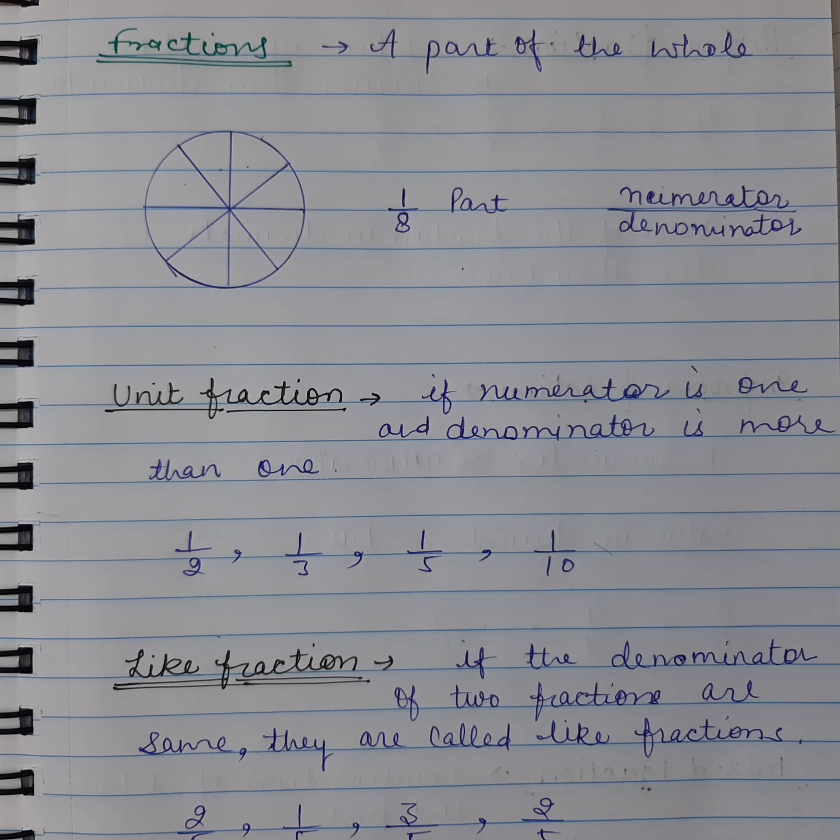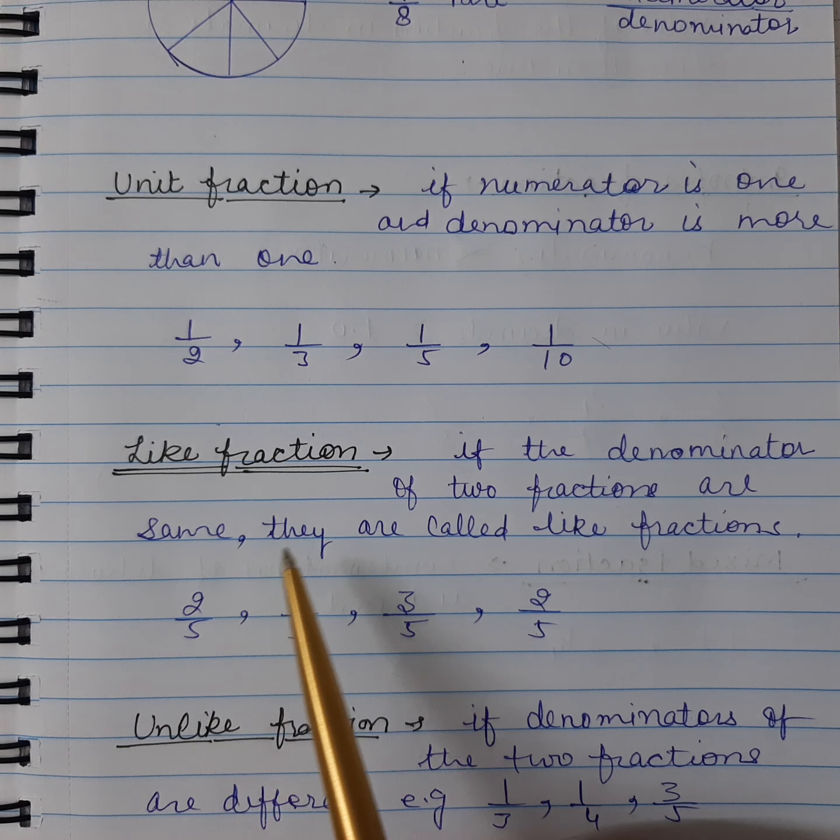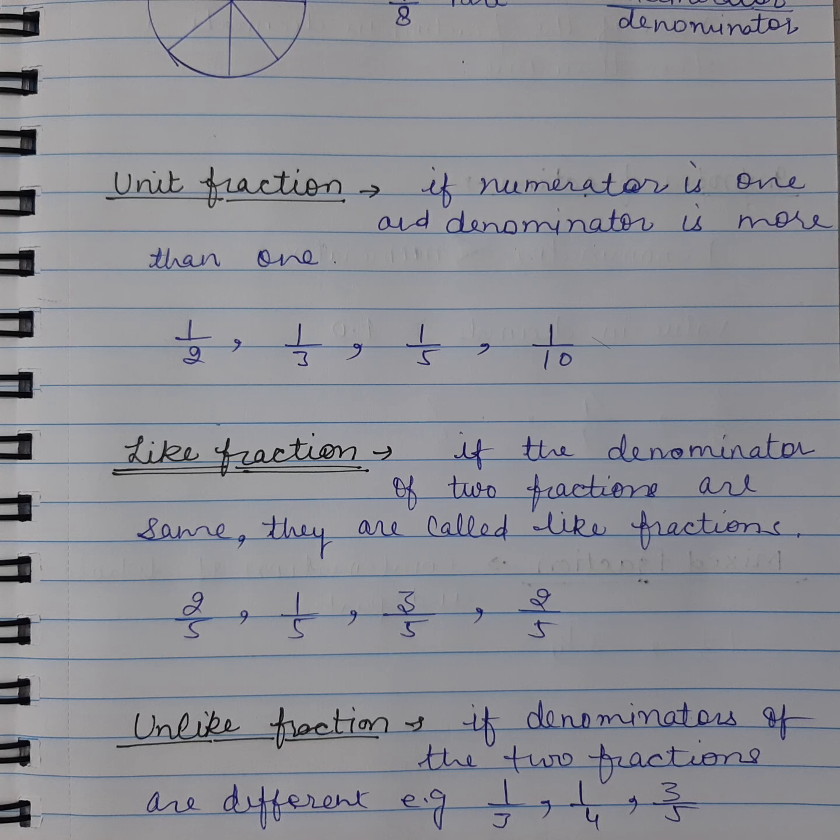Then like fractions. If the denominators of two fractions are the same, they are called like fractions. For example, 2 by 5, 1 by 5, 3 by 5, 2 by 5. The denominator is 5 in all the fractions. So these all are like fractions.